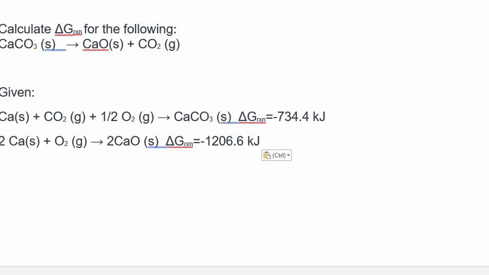So here is my target. And remember, I can manipulate these equations, and if I flip it around, then I have to change the sign of the delta G. If I multiply through by a coefficient, I have to multiply my delta G by a coefficient. All the same rules apply. So here I'm looking at having calcium carbonate on the left side, on the reactant side, which means I need to flip this one around.